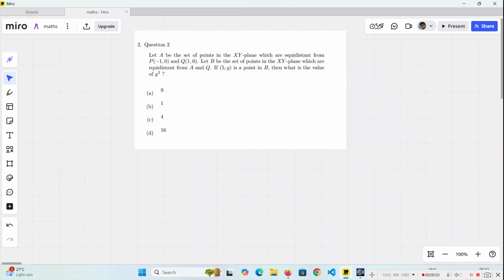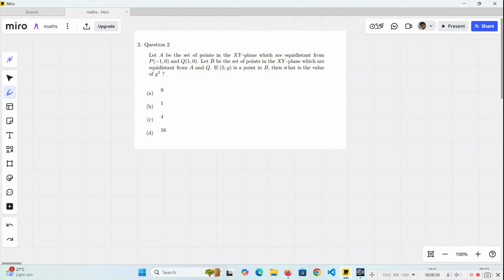Okay, so let us move on to the next problem now. Question 2. In this, they have given 2 points, P and Q, and there is a set A that is defined on the XY plane. Set A is a set of points defined in the XY plane that is equidistant from P and Q.